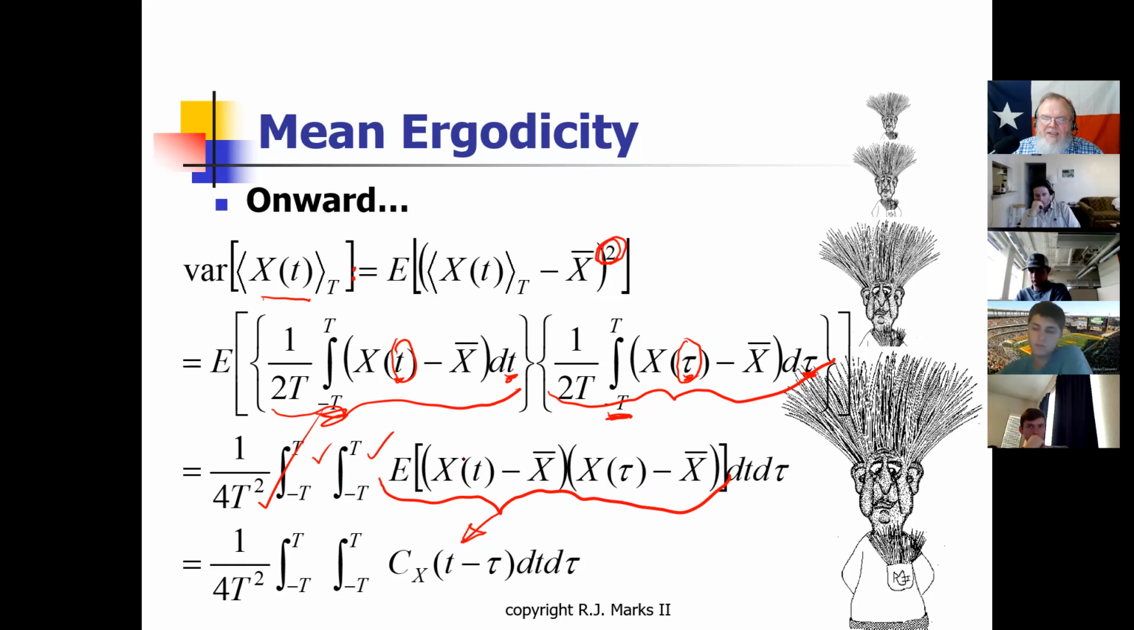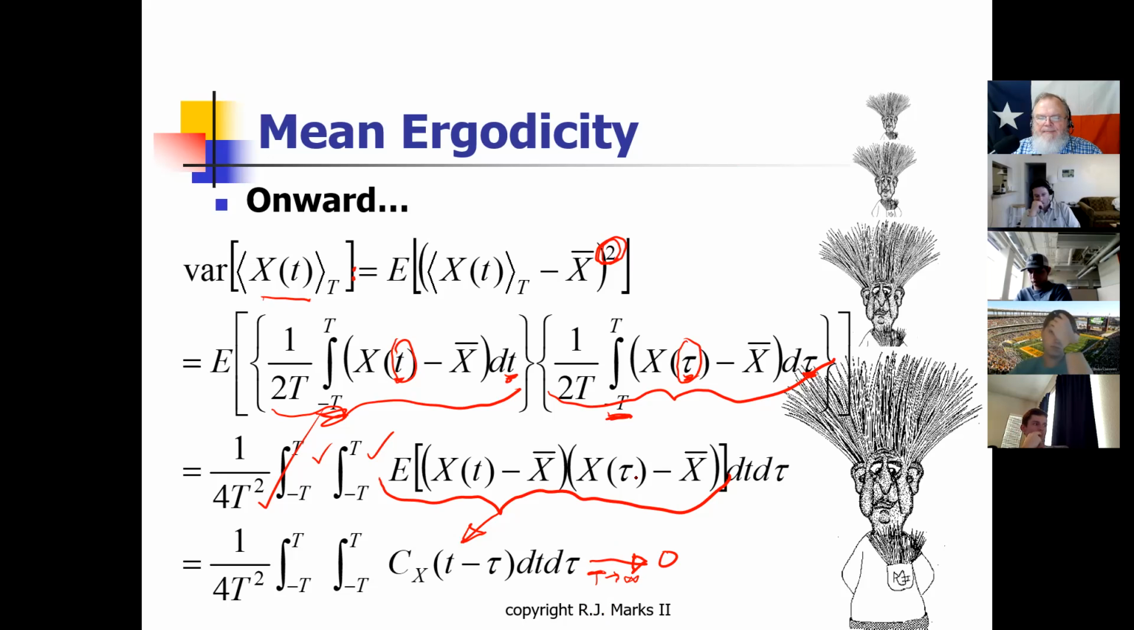Therefore, if the stochastic process has an autocovariance where this goes to 0 as capital T becomes larger and larger, then we have a mean ergodic system. So that is the criterion for having mean ergodicity.